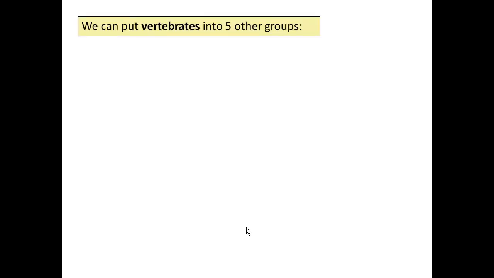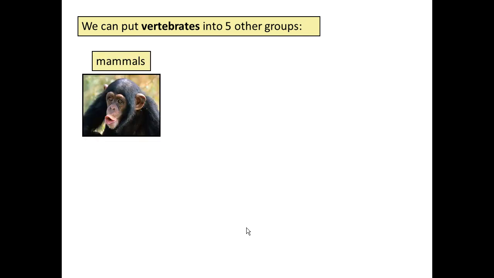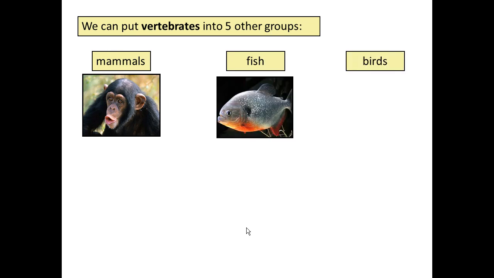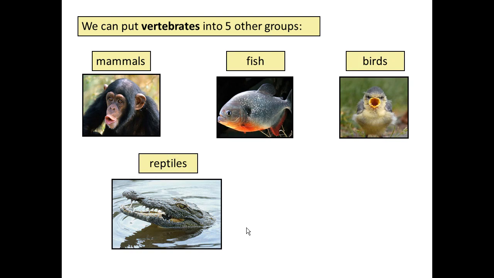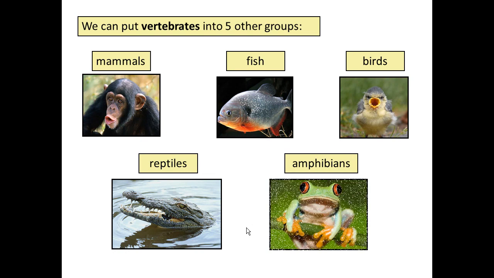So now we said that the animal kingdom can be subdivided into two main groups called vertebrates and invertebrates, according to whether they have a backbone or not. Now we can say that the vertebrate group can be subdivided into 5 other groups. We have mammals, like a monkey, then fish, then birds, then reptiles, and the last one is amphibians. Now we are going to observe a specific characteristic of each one of these groups.